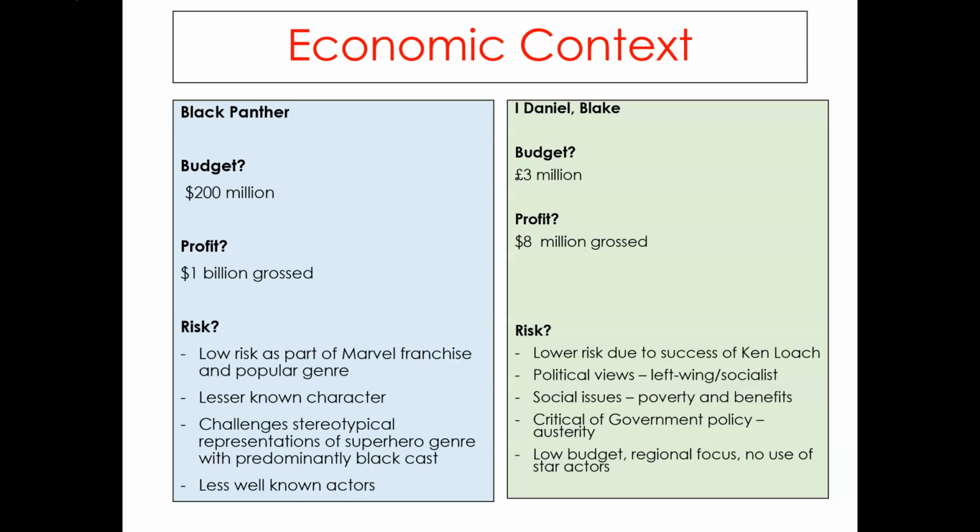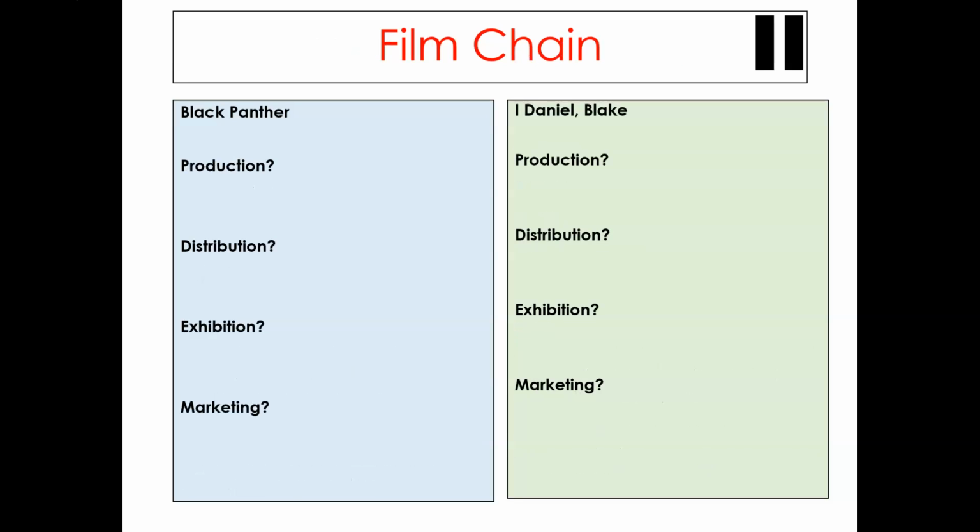Okay, next one. This time I want us to talk about the film chain. Now, this one really is a very quick summary. I'm not going into huge amounts of detail here, so don't feel that you have to. But I want a few points under each heading, please. What can you tell me about the production, distribution, exhibition and marketing of each film?